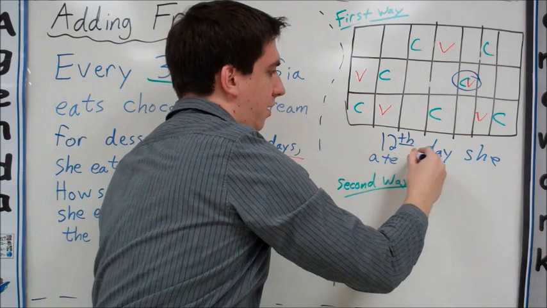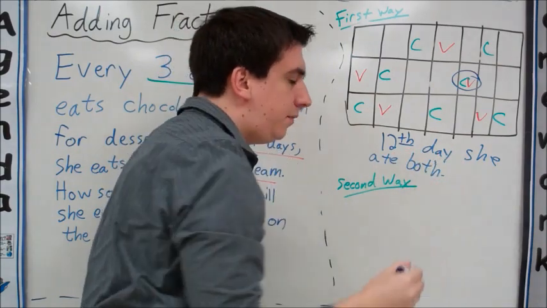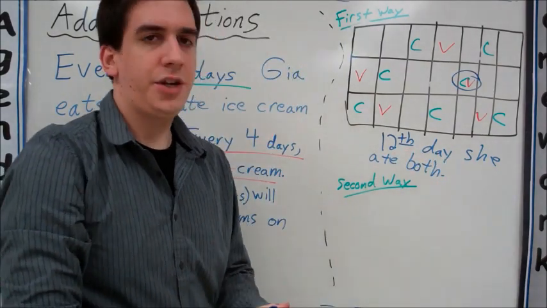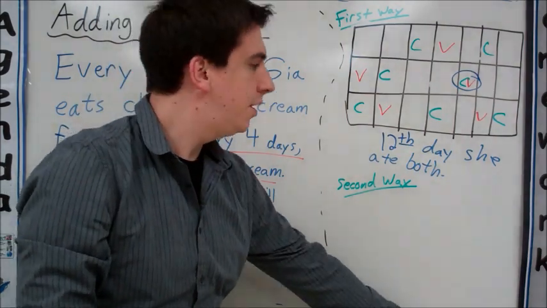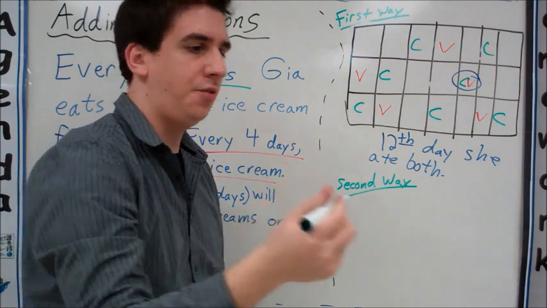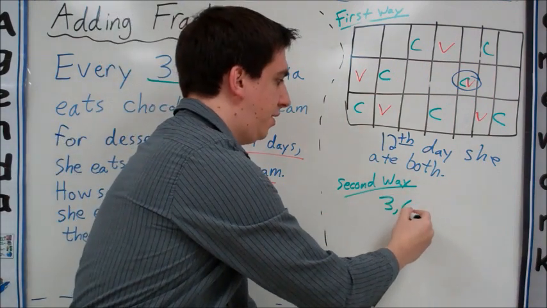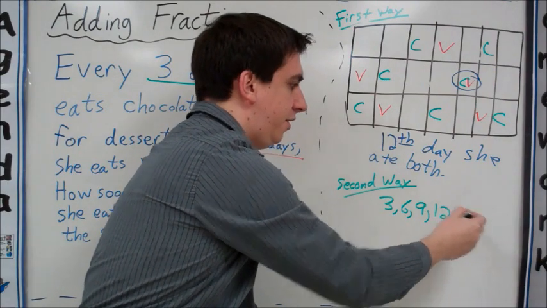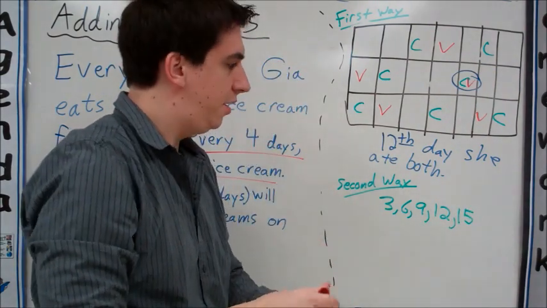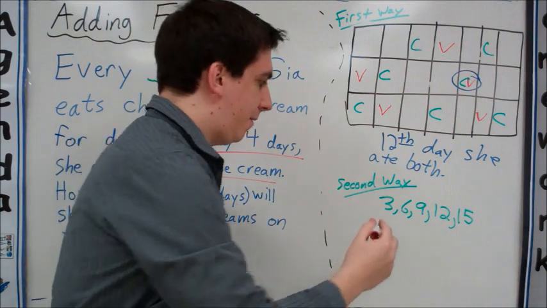She ate both. We're going to check out another method to try that too. Let's try just using the LCM. Let's list multiples of 3 and 4. Multiples of 3: 3, 6, 9, 12, 15. We'll pause there. Let's look at multiples of 4.